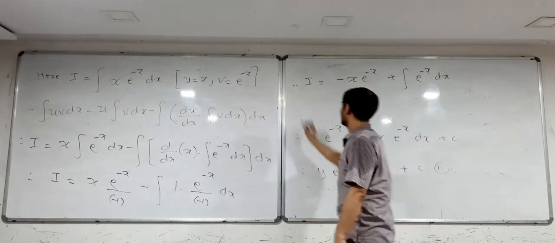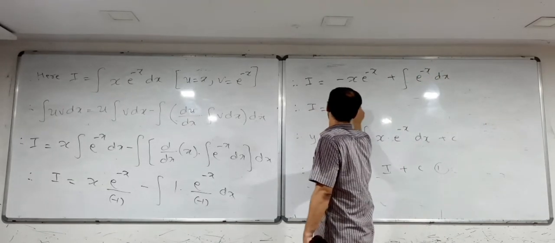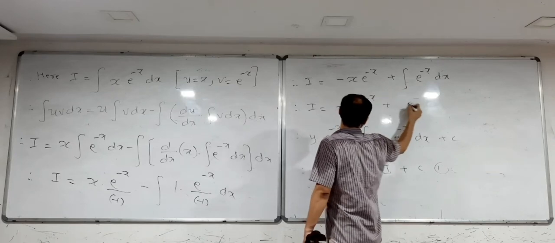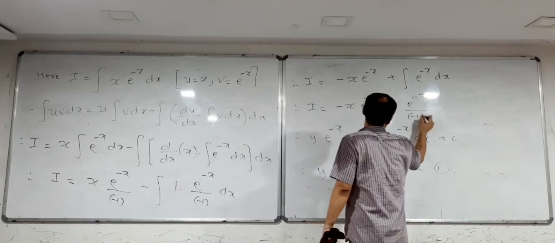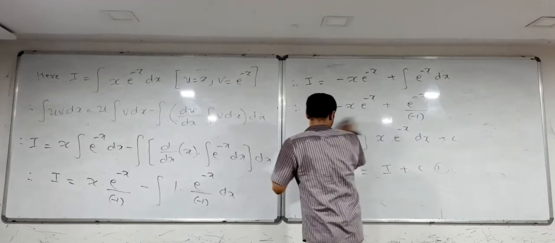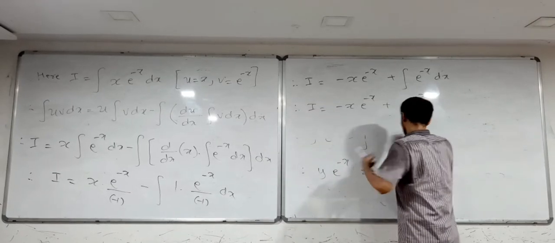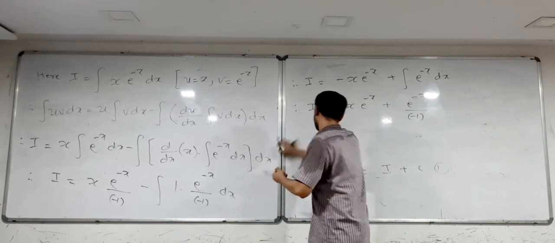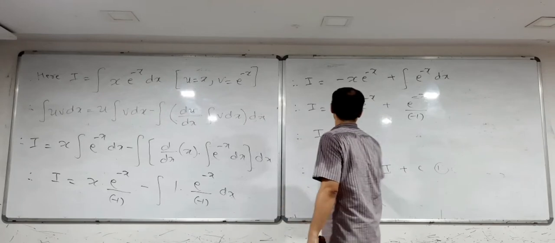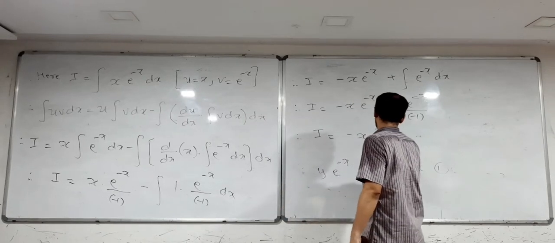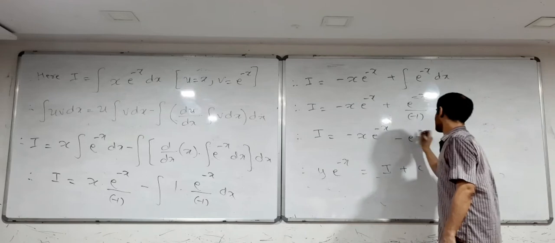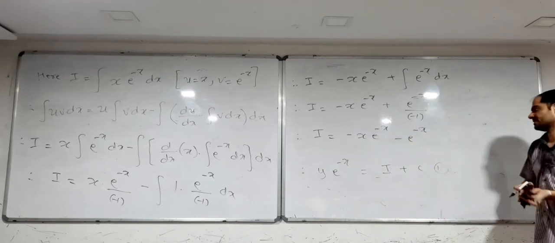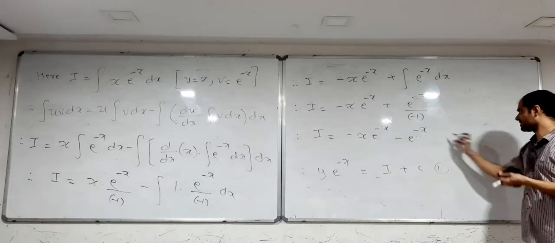सीधा ये स्टेप लिखेंगे, minus x e raised to minus x plus e raised to minus x upon minus 1. So we get this as I is minus x e raised to minus x minus e raised to minus x. This is our I. This is our result number 2.